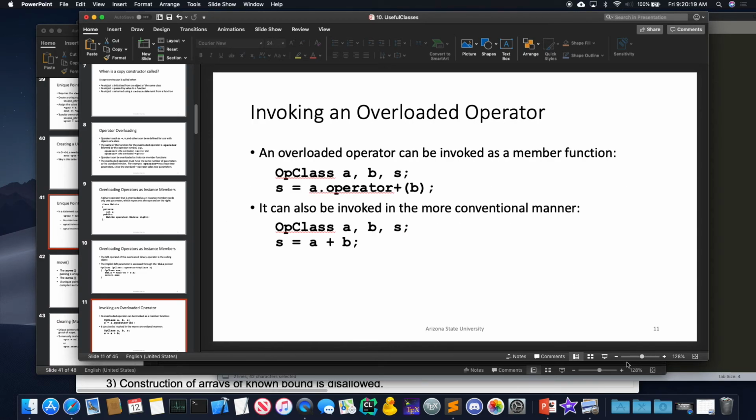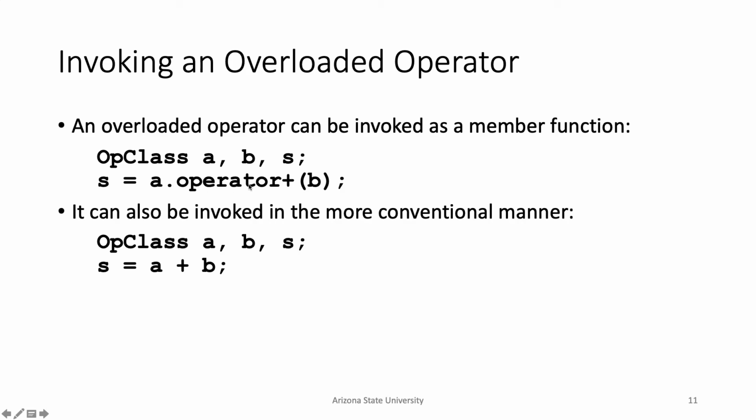So in main somewhere, instead of calling an obscure function like this, we can write really easy code and just say OP class or matrix or whatever, A plus B, and set it equal to S. So we can write it more cleanly this way. Even though it's doing other work under the hood, it looks a lot nicer here.